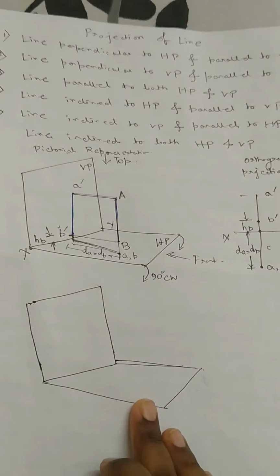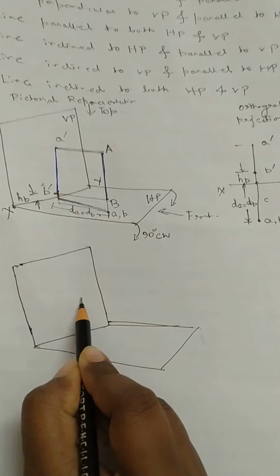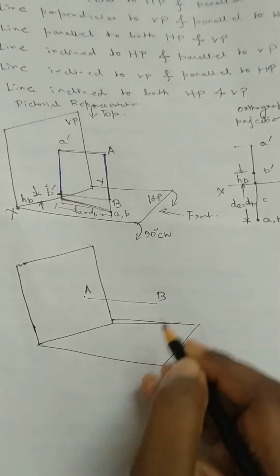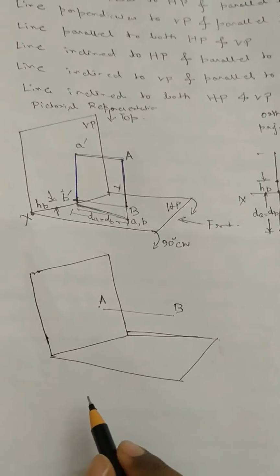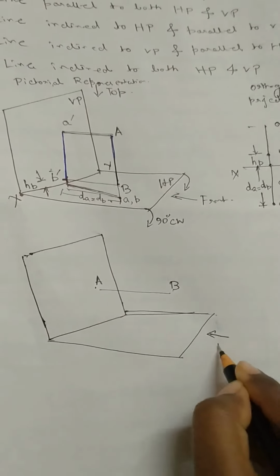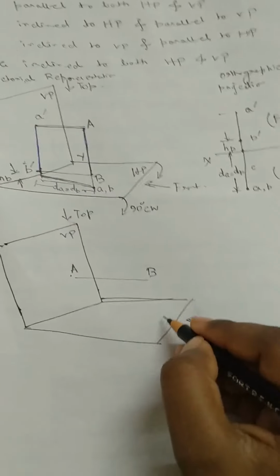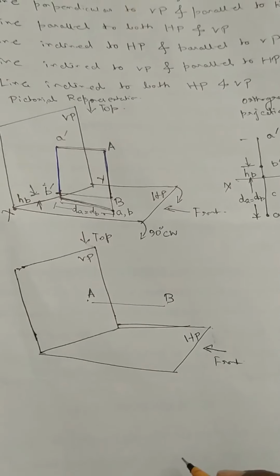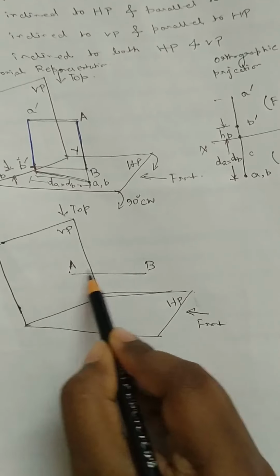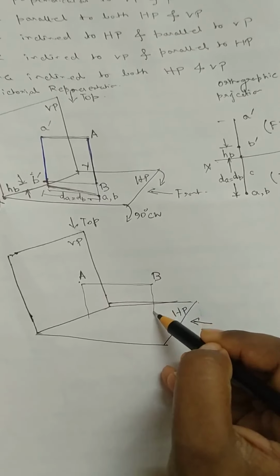Second case is line perpendicular to VP and parallel to HP. So it will look like that. This is suppose A and B. Again for this case, we will see the line from two different views, from front and from top. This is again your VP and this is your HP. So for this case, first we will see from top and we will project the line on our VP plane.